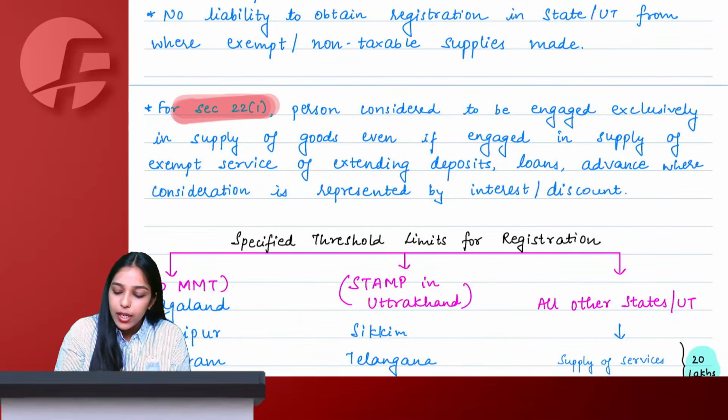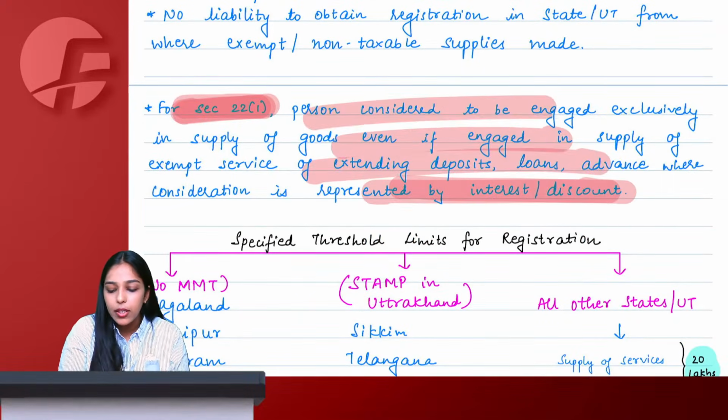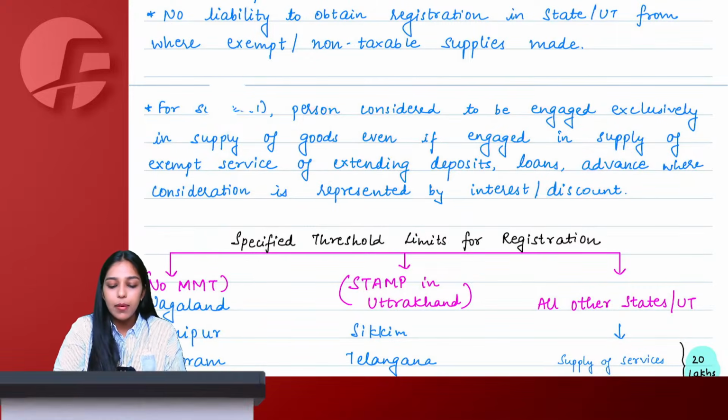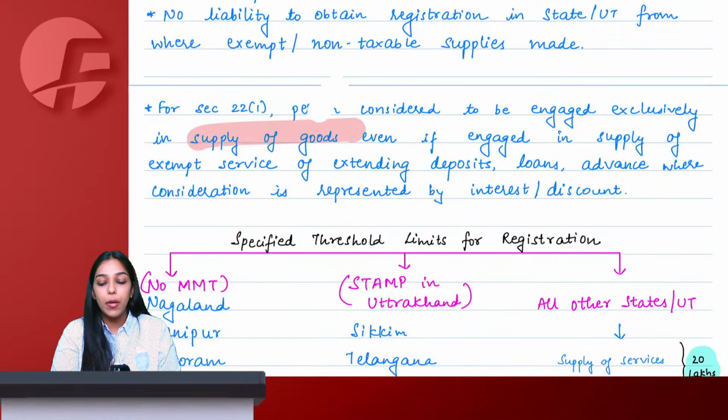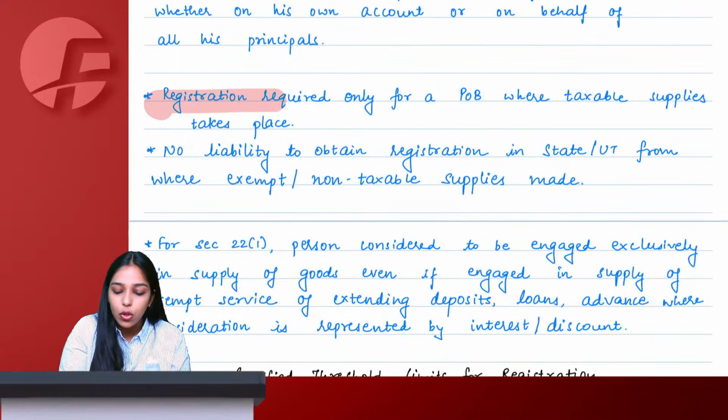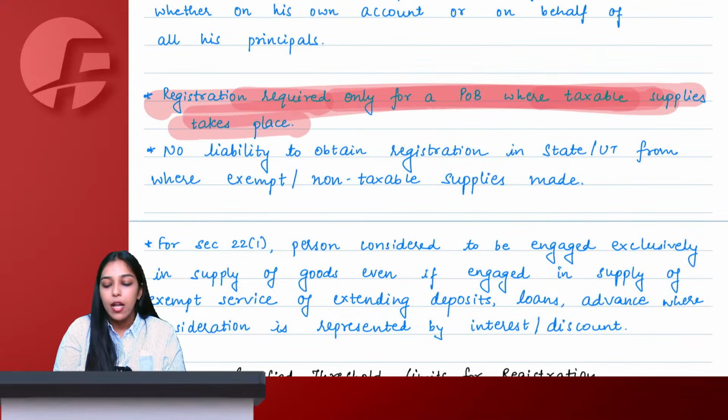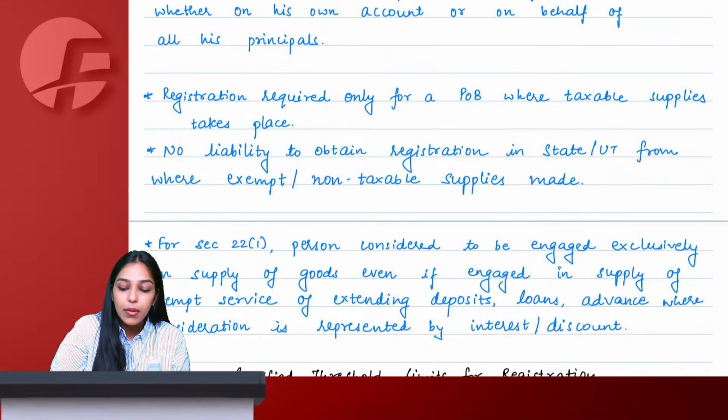So for section 22, we are saying that, okay, only for interest and discount income, we assume as if you are a supplier of goods only, no problem. And you have to take registration only and only in those states from where you are making a taxable supply.